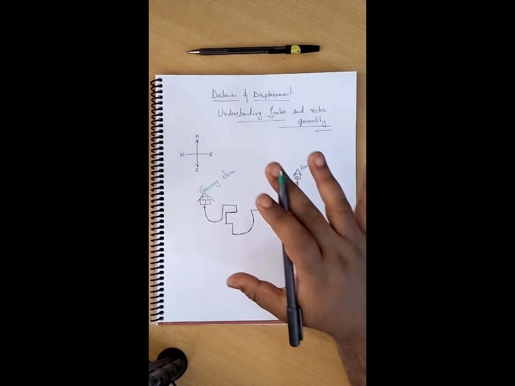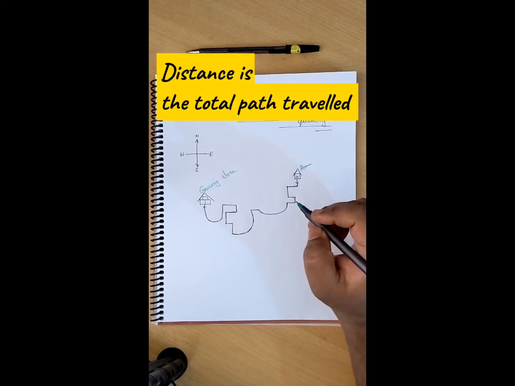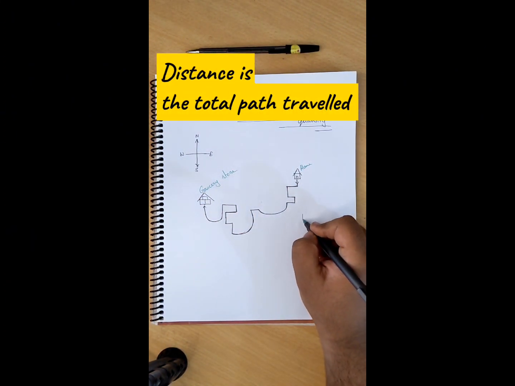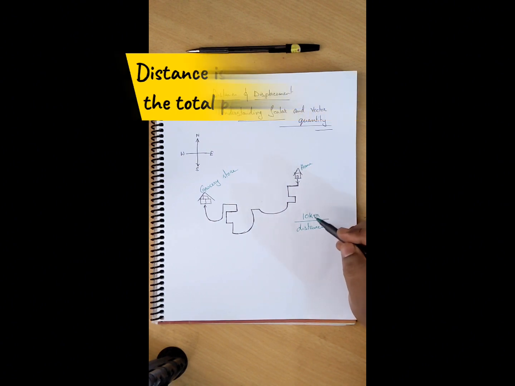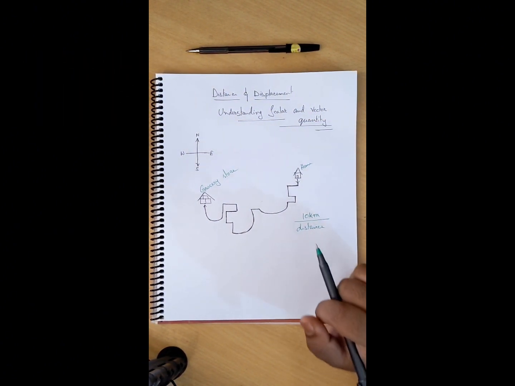Now here, the total path you traveled is the distance. Let's say the total distance is 10 kilometers. Okay, so it is just a magnitude. There is no direction here. But what about the displacement?